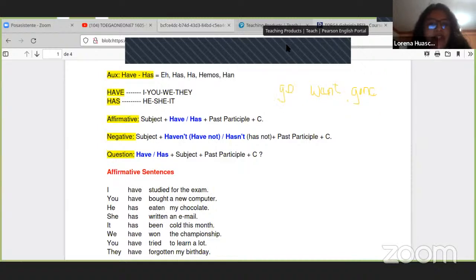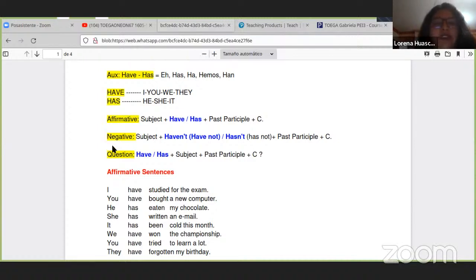So now, let's continue with the structures. We have the present perfect but negative. And in the negative, we use the same subject. But in negatives, we can use haven't as a contraction, or have not with no contraction. Hasn't with contraction, has not with no contraction. And we use the past participle and the complement. So in questions, we always start with have or has, plus the subject, the past participle of the verb, and the complement.